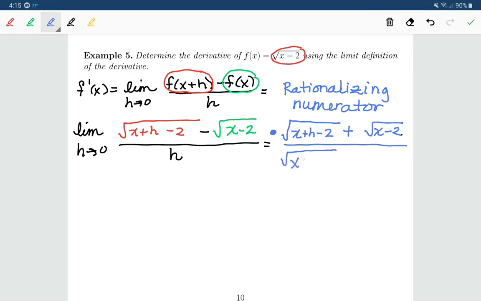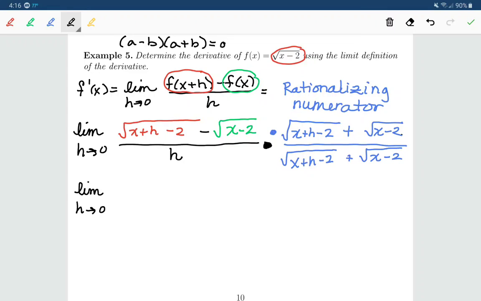But we can't just do that on top, we have to do it on the bottom, so we have to multiply by the number 1. Okay, so we're going to multiply these two. Now, if we were going to multiply these out, remember, a minus b times a plus b is going to be equal to a squared minus b squared.